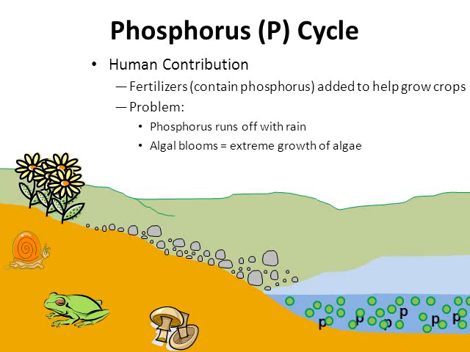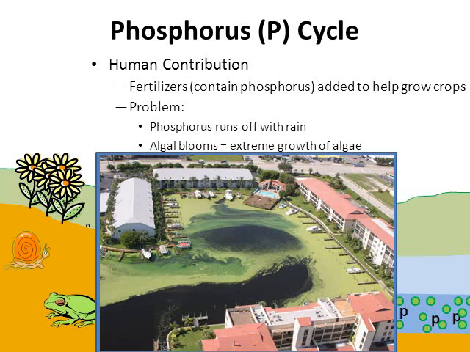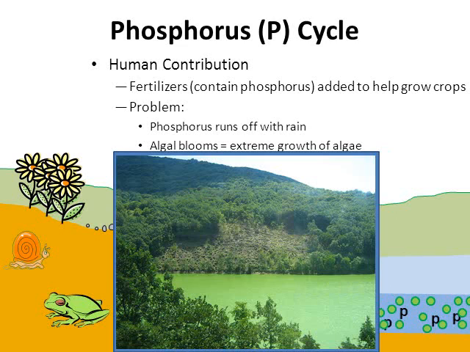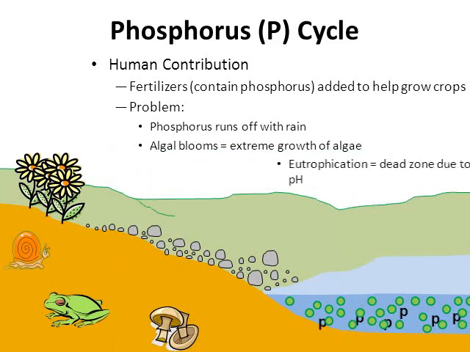Before we address why that's bad, here are a couple of photographs of algal blooms. You can see this watery area just has a layer of green slime growing on it. And here we have a lake or a river that's completely been turned green because of the extreme growth of algae. The problem this causes is something called eutrophication. Ultimately, what happens to this little body of water is that it becomes a dead zone.